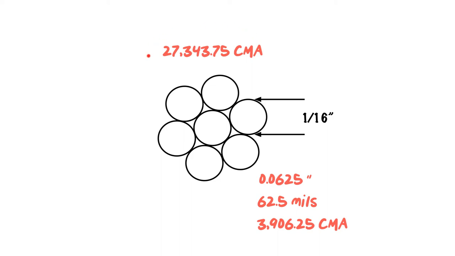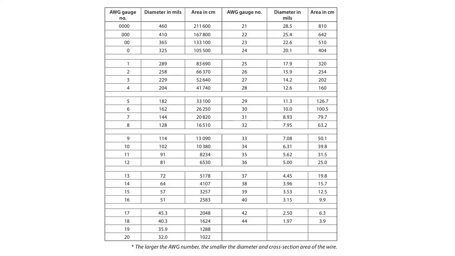Now that we have our CMA, we can go ahead and determine which wire size, which AWG size we're going to need. So we've got our chart here, with our American wire gauge numbers. We have 4-aught, 3-aught, 2-aught, 1-aught, number 1, number 2, number 3, number 4 as we go up. As we go up higher in gauge, the actual diameter of the wire gets smaller and smaller.